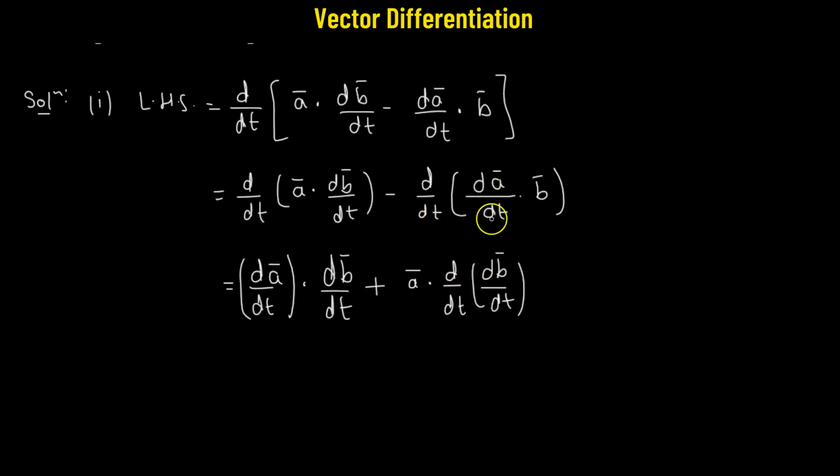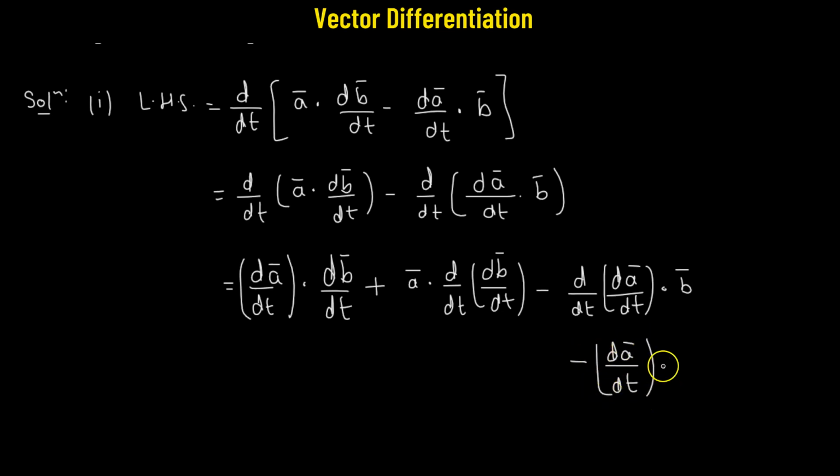Similarly, we do that to our second term. So we have negative times the derivative with respect to t of dA over dt dotted with vector B, minus dA over dt with the dot product of the second vector, which is dB over dt.